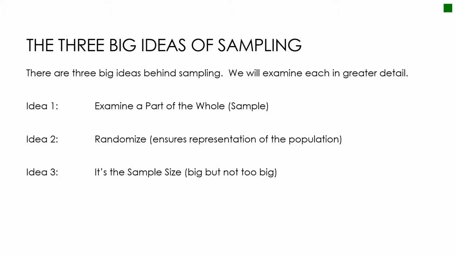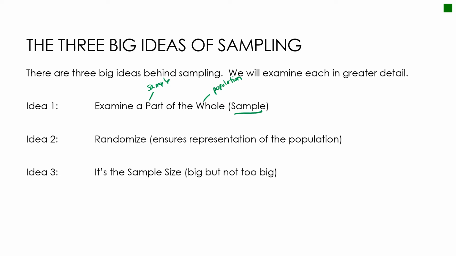So there are three big ideas behind sampling, and we're going to look at each of those in greater detail in the upcoming slides. But the first is that we're examining a part of the whole, which is what we call the sample. So the part is the sample, and the whole is the population. Now, when I say population, I mean the population that we're studying. So it doesn't have to be the population of the world or the population of the US or the population of Nebraska. It's the population of the people we are studying.